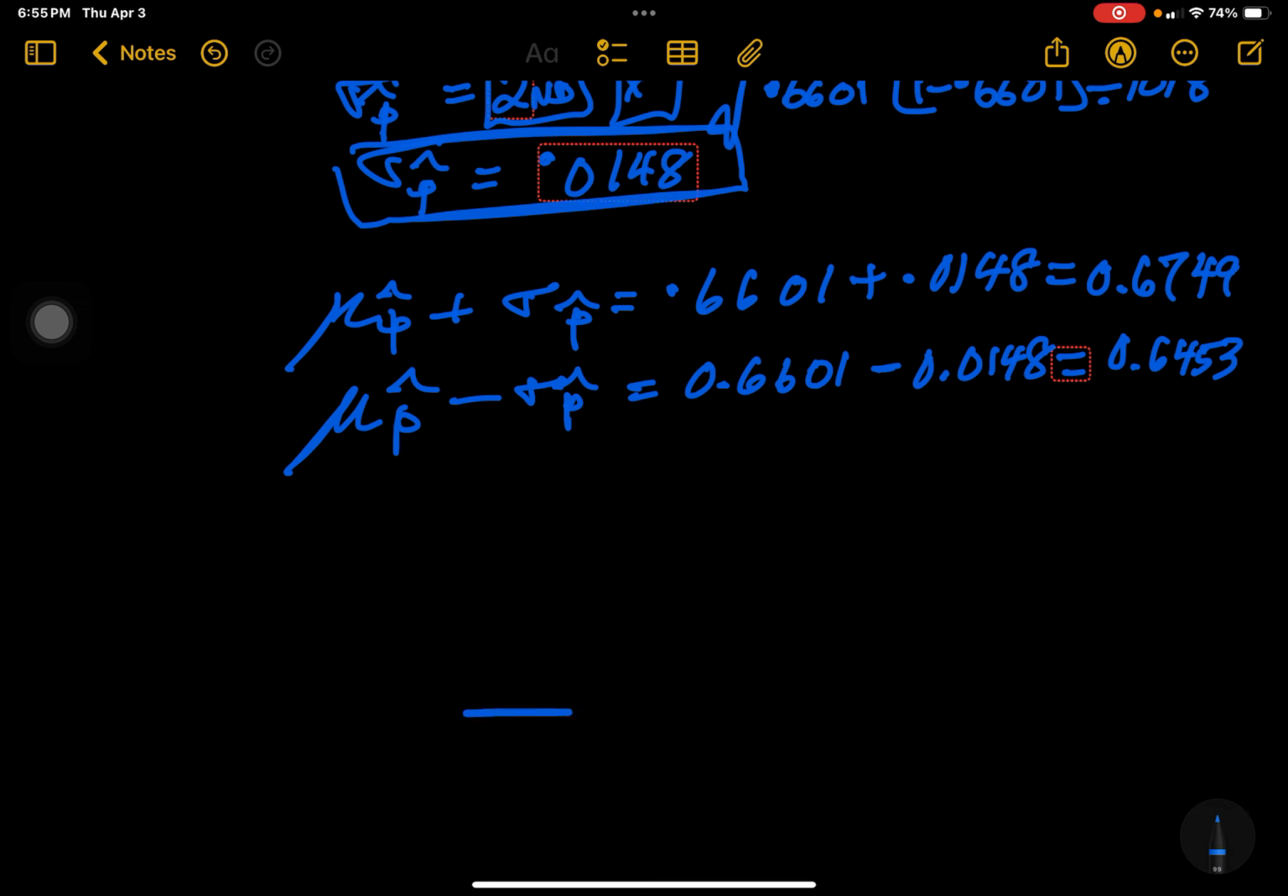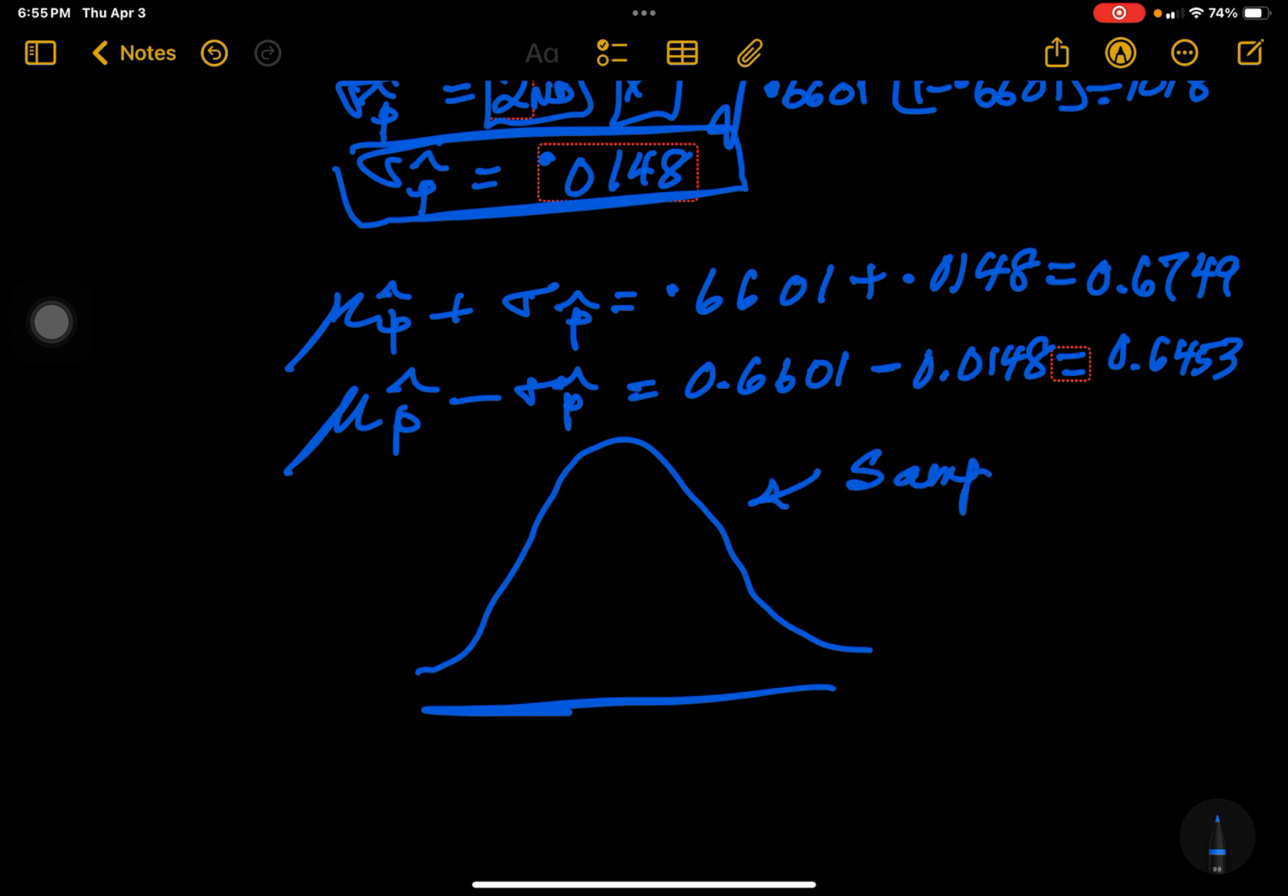Okay, so this is your distribution, the sampling distribution of p hat.